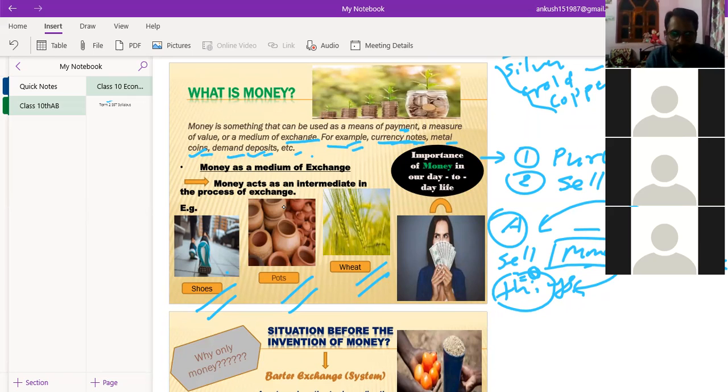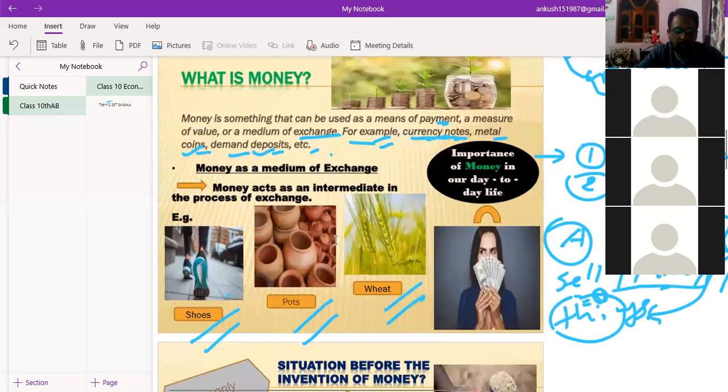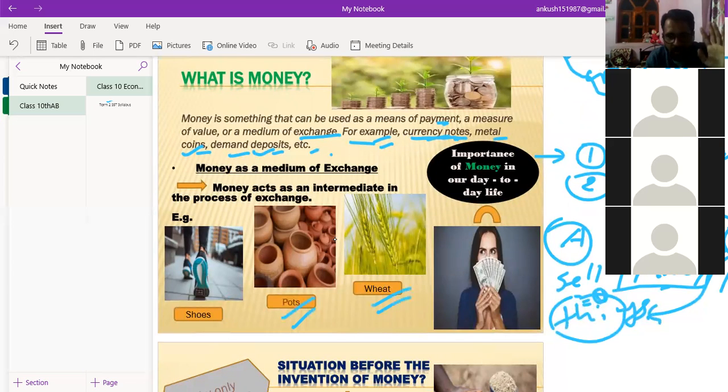See, here in this picture, you can see three things are given. Let us consider them the sellers. If suppose you want to purchase shoes, what would you do? We would go to the shop, you will choose the shoes and you will purchase them. You want to purchase pots, same thing will happen. You want to purchase wheat, same thing will happen. Are you getting?